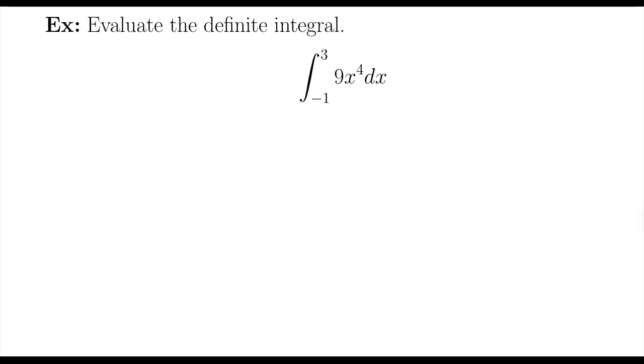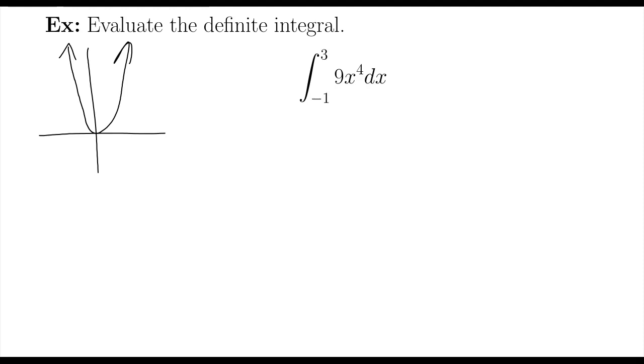In other words, let's find the area under the graph of 9x to the fourth, between that graph and the x-axis, from negative 1 to 3. All right, what does that look like? Let me just do a terrible sketch of the graph here. 9x to the fourth probably looks something like this. Looks kind of like a parabola, but worse. Negative 1's here, 3's over here somewhere, so I want this area.